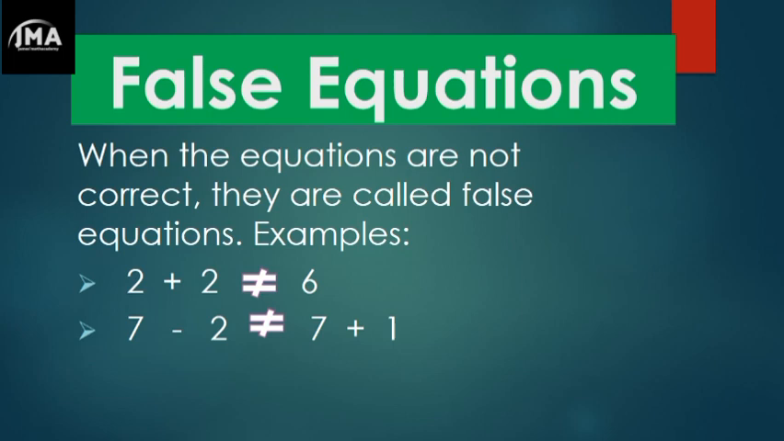A classical example of a false equation is 2 plus 2. 2 plus 2 is definitely not equal to what? It's not equal to 6, isn't it?